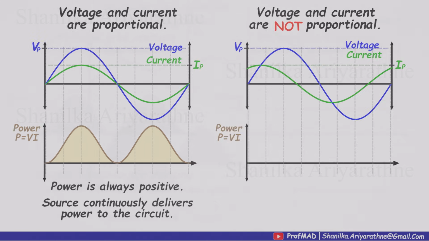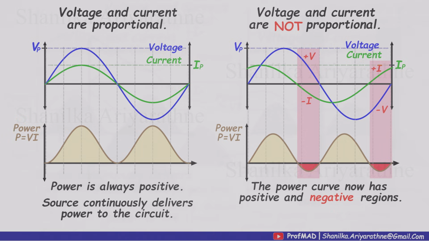But what happens when the current shifts relative to the voltage, like in a capacitor circuit? In that case, voltage and current are no longer proportional. They no longer rise and fall together. If we look at the VI graph, we notice something new. At certain moments, the voltage and current have opposite polarities. When we multiply them, the resulting power becomes negative. So the power curve now contains both positive and negative regions. But what do these regions actually mean?